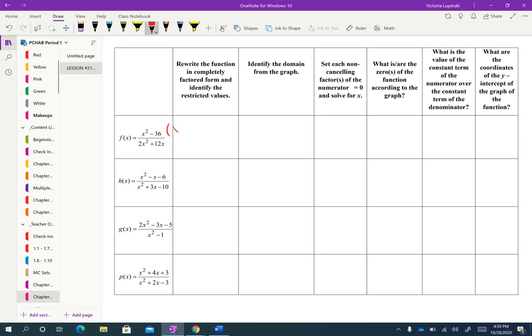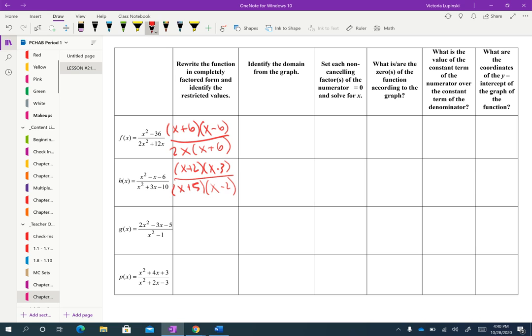So here for the first one, we're going to factor the top as the difference of squares. And then we're going to factor the bottom by taking out just a greatest common factor, which would be 2x. And that's going to give us x plus 6. Then here in the one below it, factors of negative 6 that add up to be negative 1. That's going to be x plus 2 and x minus 3. Factors of negative 10 that add up to be positive 3. That's going to be plus 5 and minus 2.